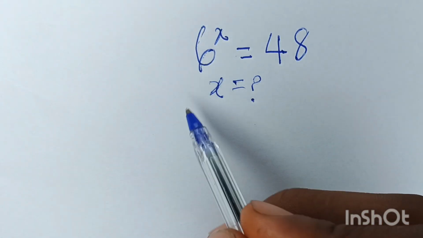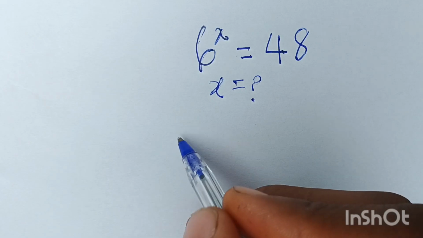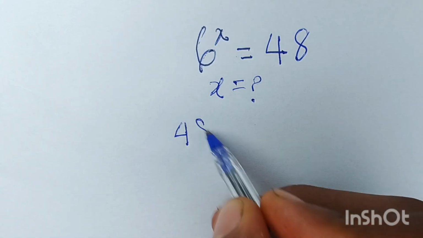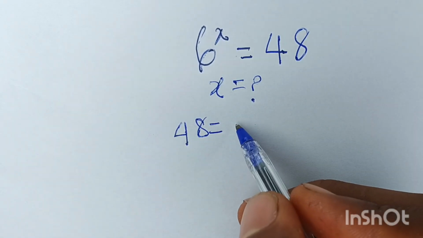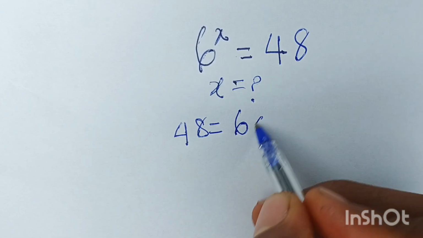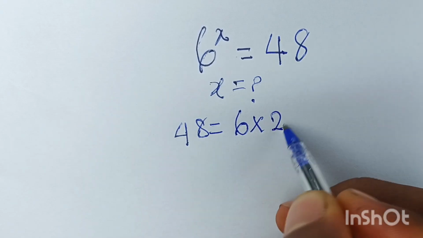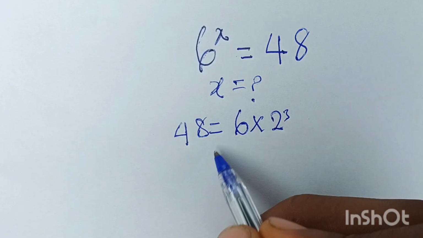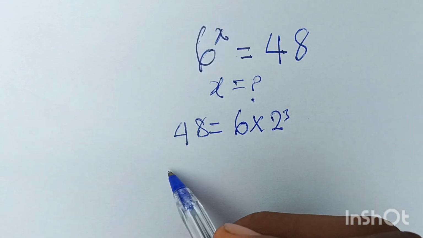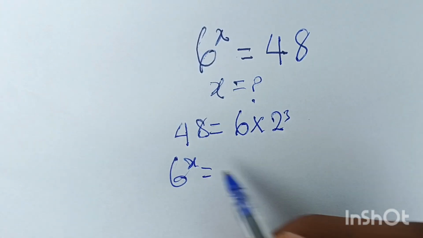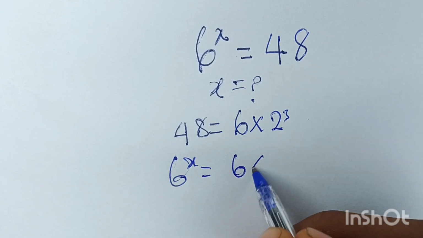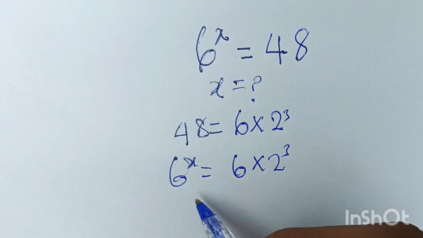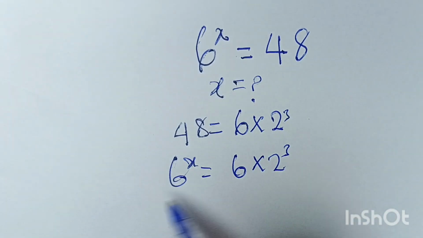First thing to say is that we can express 48 to be equal to 6 times 2 raised to power 3. Right? 2 raised to power 3 is 8. 8 times 6 is 48. Okay, so we can now say that 6 raised to power x is equal to 6 times 2 raised to power 3.